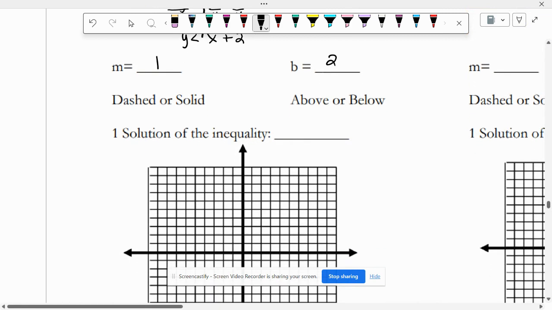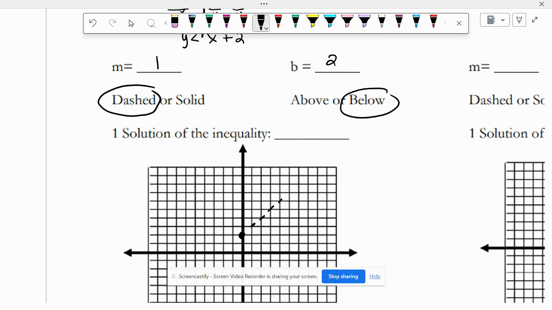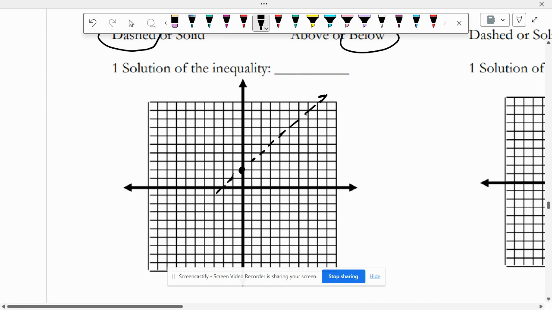Am I going to have a solid or a dashed line? Shade above or below? Begin at positive 2. Slope up 1 over 1. Up 1 over 1. These are like the hardest ones for me to graph on the screen just because they're so close together.